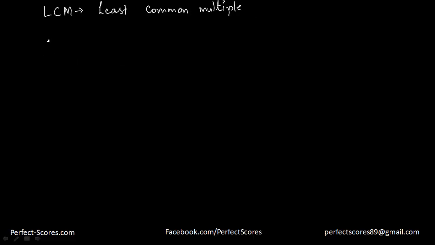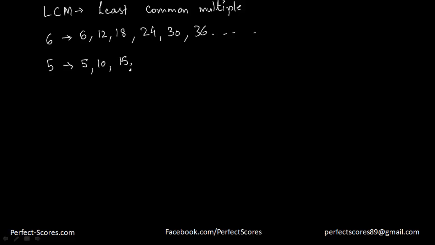Let's suppose I have two numbers, 6 and 5. I'm going to list down the multiples of 6. The multiples of 6 are 6, 12, 18, 24, 30, 36 and so on. And similarly for 5, they are 5, 10, 15, 20, 25, 30, 35 and so on.